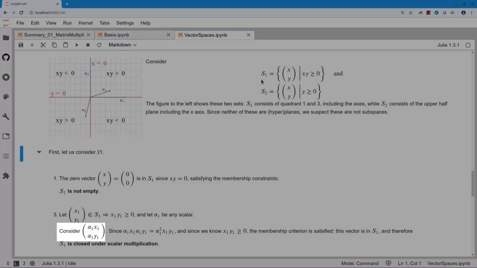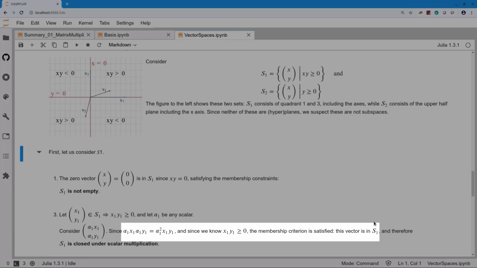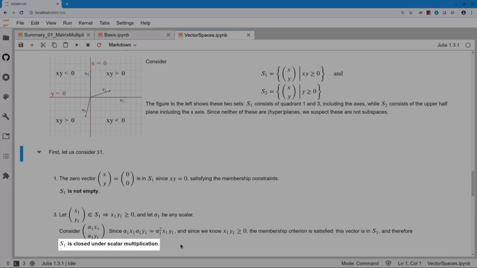Now, how about this vector? Is it in S1? Well, the membership constraint says I need to multiply the entries together, so alpha 1 x1 times alpha 1 y1, that multiplies out to alpha 1 squared x1 y1. We already know that x1 y1 is greater or equal to 0 because we started in S1. We know that that constraint was satisfied. Alpha 1 squared is a non-negative number, and so no, we can't get any negative numbers out of it. The membership criterion is satisfied. That vector is in S1, and therefore S1 is closed under scalar multiplication.